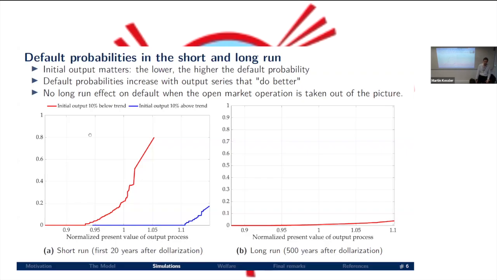In terms of welfare, what does this imply? So what we do is we compute the inflation rate at which an economy would dollarize, okay, would see dollarization at that inflation rate or more, would see a benefit from dollarizing.